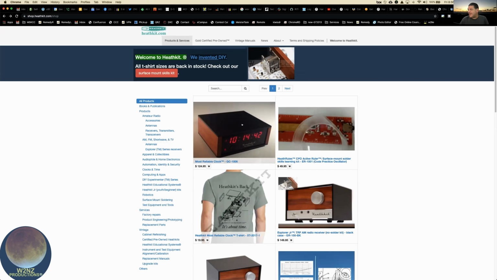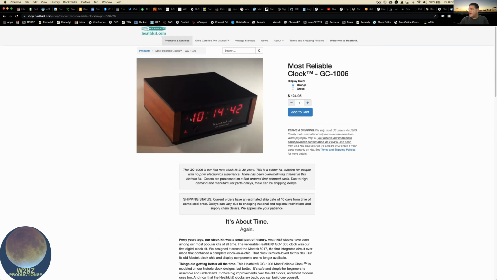The clock, once again, was an interesting idea to go back to something that they made years ago. This isn't too bad, considering what the most reliable clock sold for originally. If you do the math for inflation, that's probably fine. And it is a neat project.